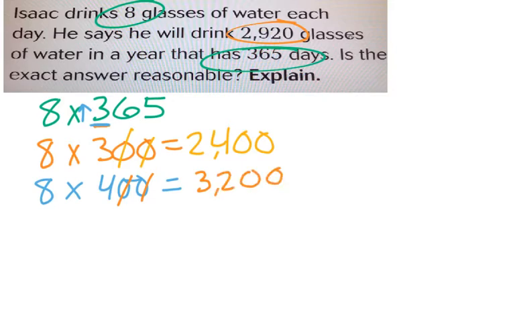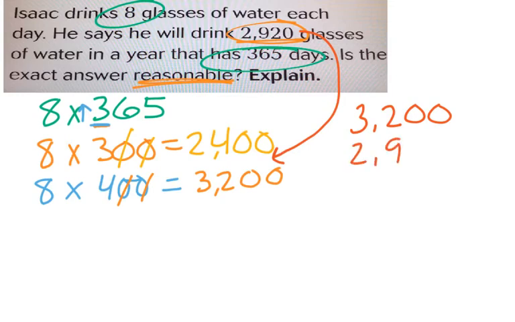Now, in order for me to identify if the answer that they gave me, or this 2,920, is reasonable or not, I have to see if my 2,920 fits between the two numbers that I just found. So does this number work right here? Let's see. I can order my numbers from least to greatest and see if it'll work. See if it fits into my sandwich. So, if I have my high of 3,200, and then the number that they give me, 2,920, and then the other number that I have, my low, 2,400.